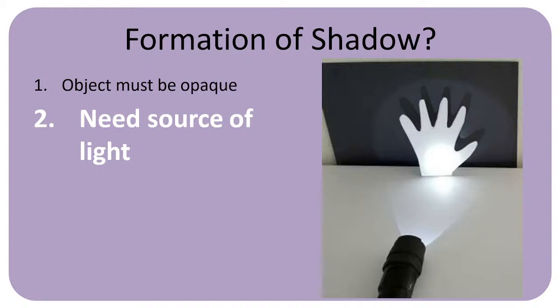Especially if the shadow is formed, if you enter into a dark room, you cannot see any shadow. But if there is a source of light in that dark room, then definitely you will be able to see your shadow in that dark room. That means light is very important.